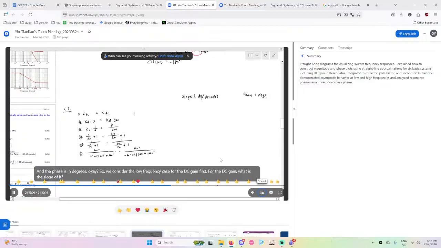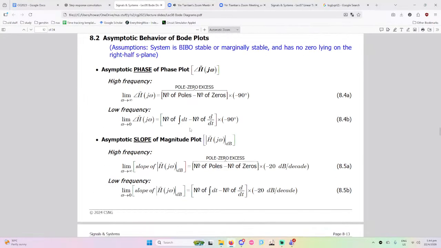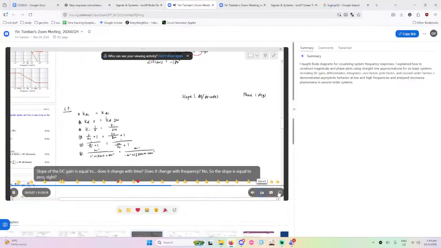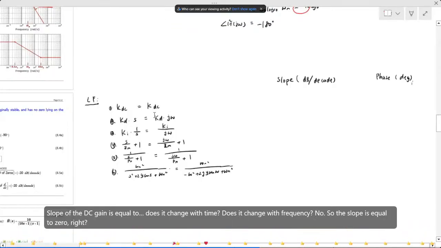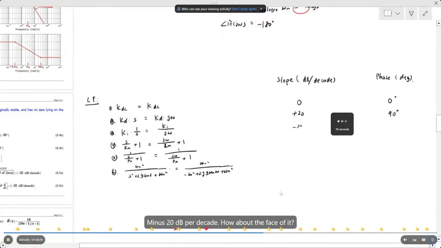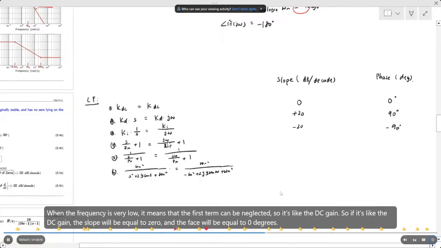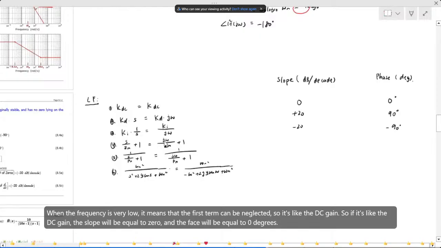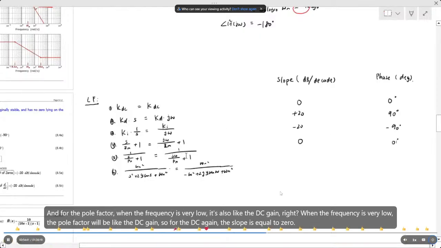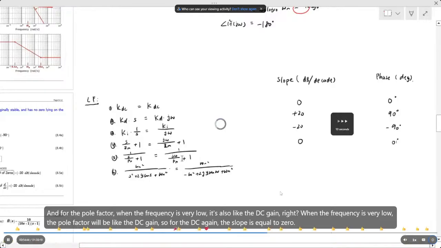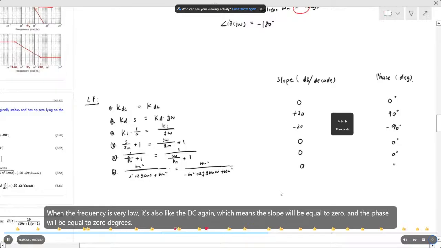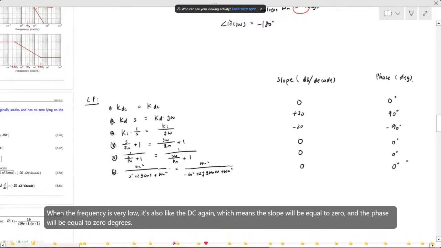For the DC gain, what is the slope of it? Does it change with time, or does it change with frequency? No. So the slope is equal to 0, right? Differentiate. Slope of it, the first term can be neglected. So it's like the DC gain. When the frequency is very low, it's also like the DC gain, right? When the frequency is 0, the phase will be equal to 0 degrees.